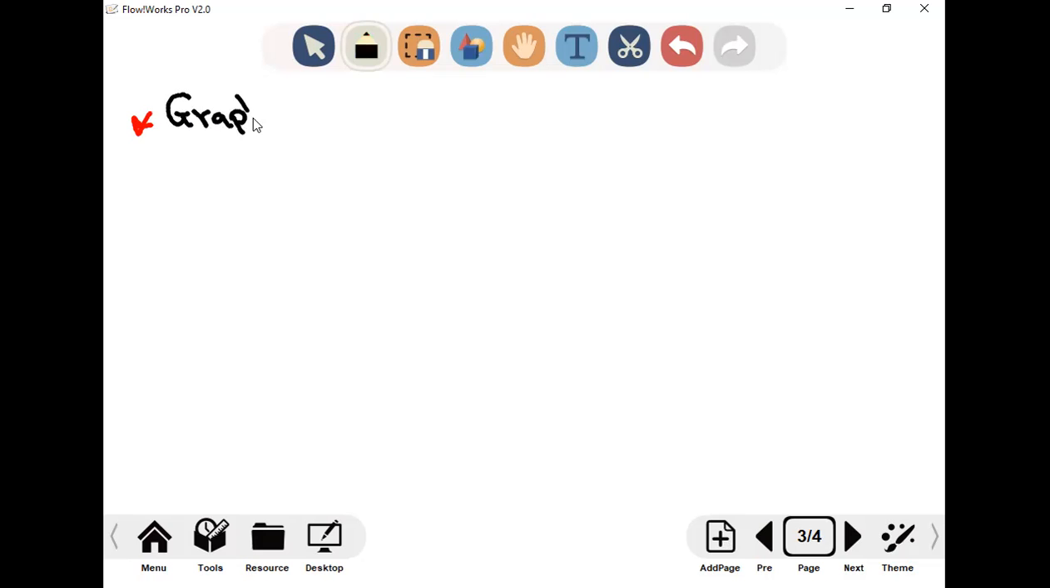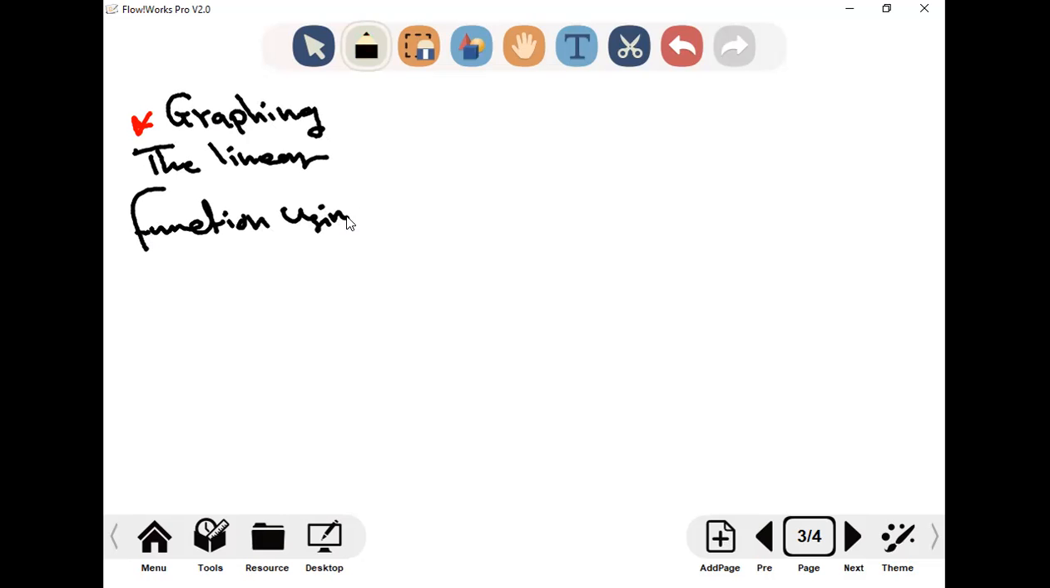Graphing the linear function using something we call intercepts. If you remember, we took intercepts before from the graph, right? We said x-intercept is the intersection between the graph and the x-axis, right? Y-intercept is the intersection between the graph and the y-axis.